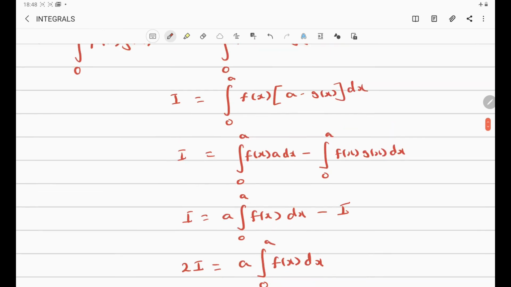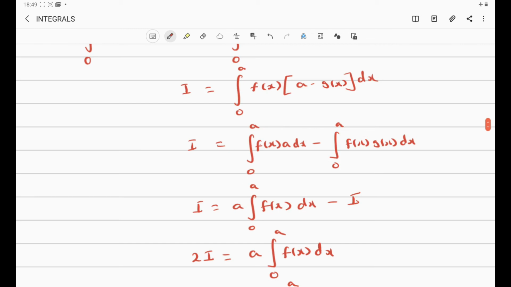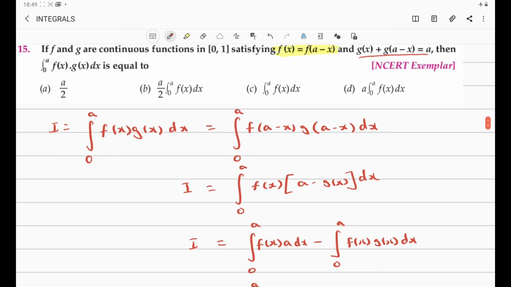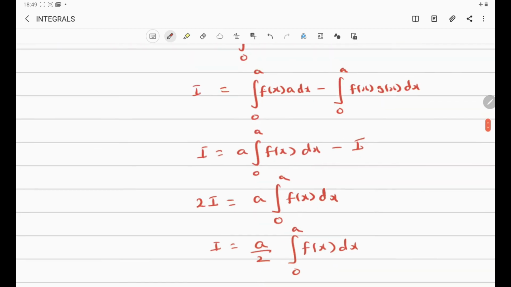So, the right option is a by 2 into integral 0 to a f of x dx. So, option B is the correct answer, a by 2 integral 0 to a f of x dx.